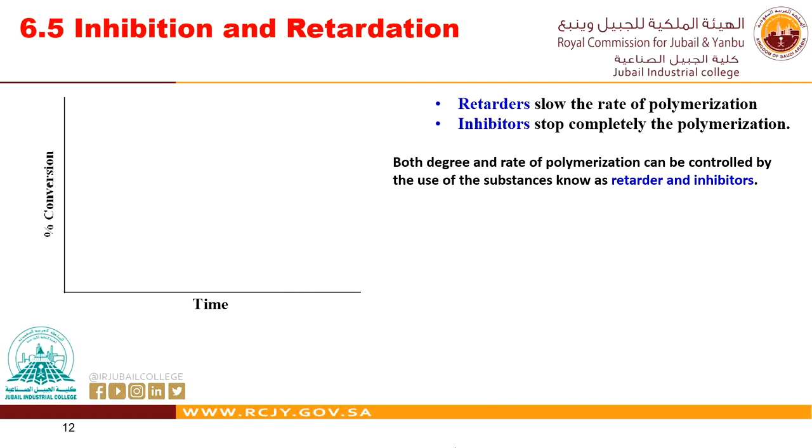But here, generally, depending on the conversion with time, we have different types of polymerization. For example, if the polymerization takes place normally, it means that as the time increases, the monomers are converting into polymer. Then that is called what? Normal polymerization.